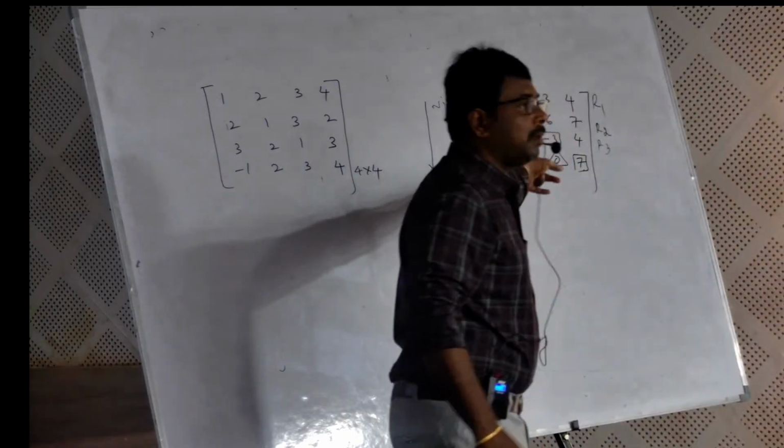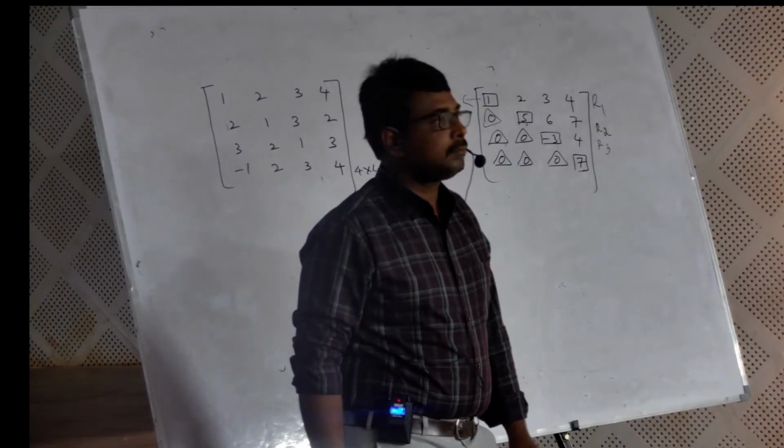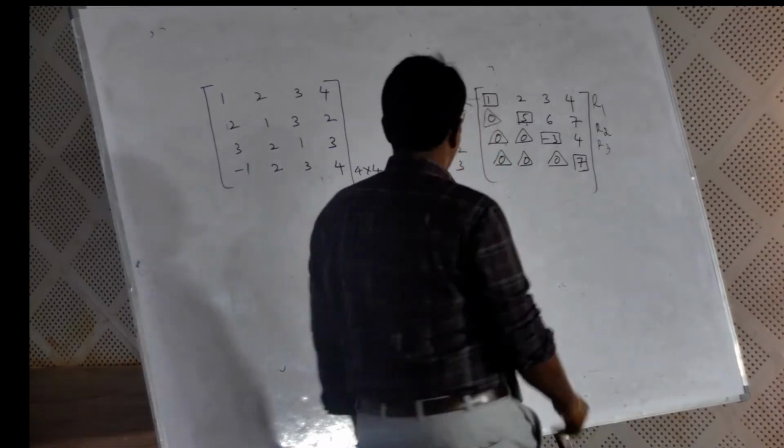From top row to bottom, this is in the echelon form. Now, how many non-zero rows are there? 4 non-zero rows. Therefore, what is the rank? 4.